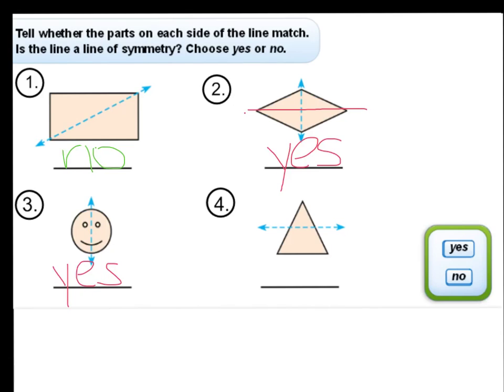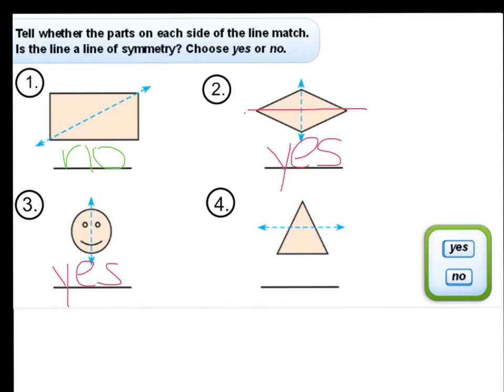If you look in the mirror, you can see that your face has a line of symmetry. Everyone's face has a line of symmetry. Right down the middle where your nose is at, if you were to draw a line right down the middle, everything would match up on both sides.